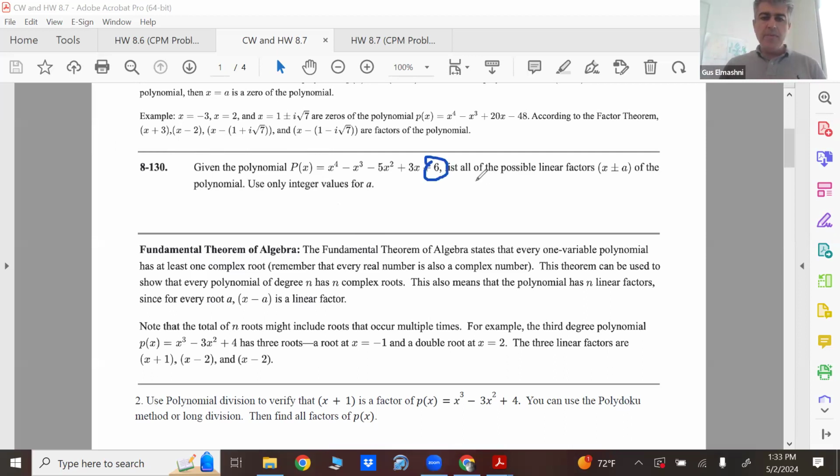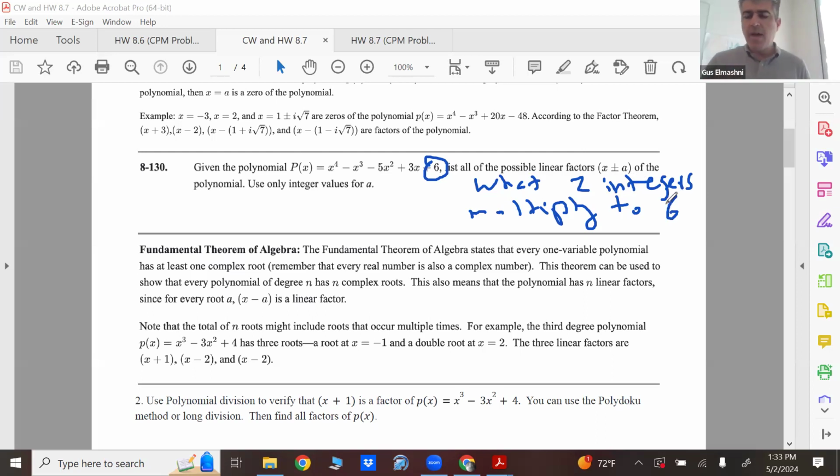If you think about it, what two integers multiply? So it has to multiply to 6, right? Or basically our factors of 6. So give me some numbers that multiply to 6. What else? 6 and 1. Can I make a negative? Sure.